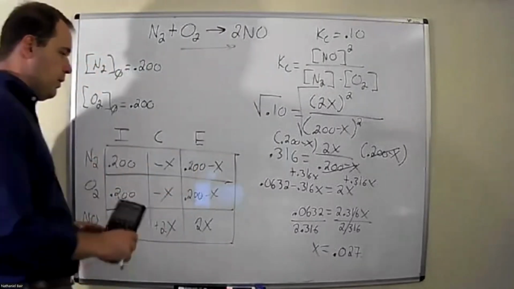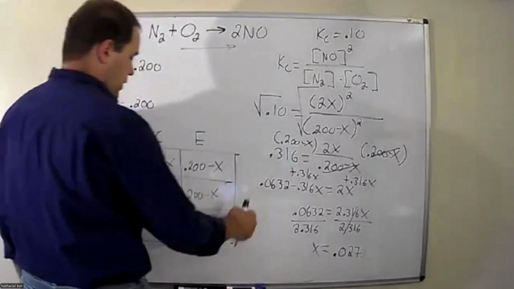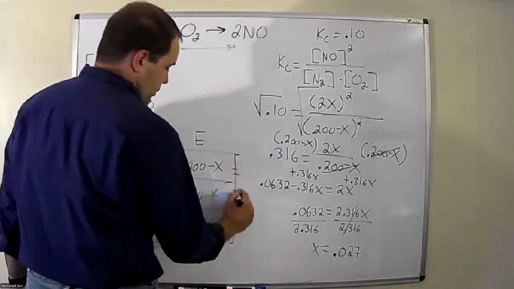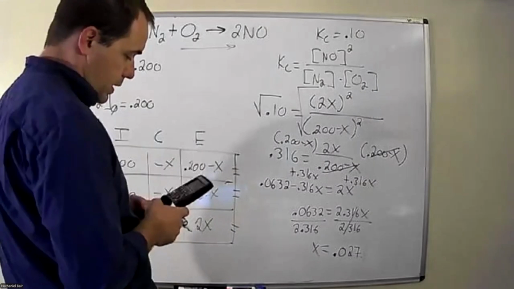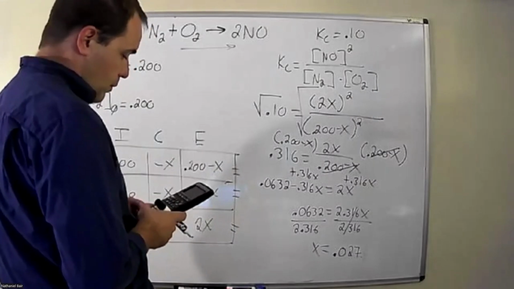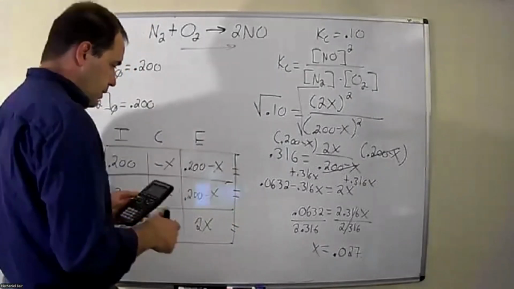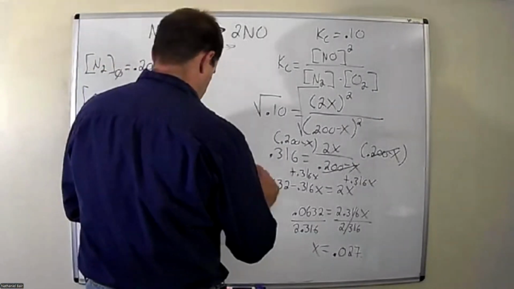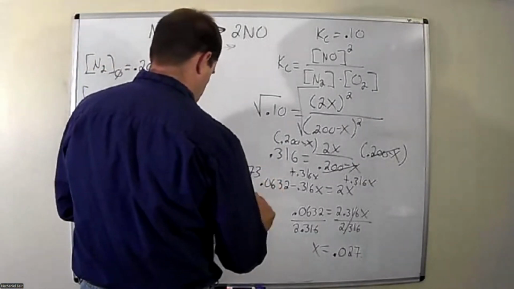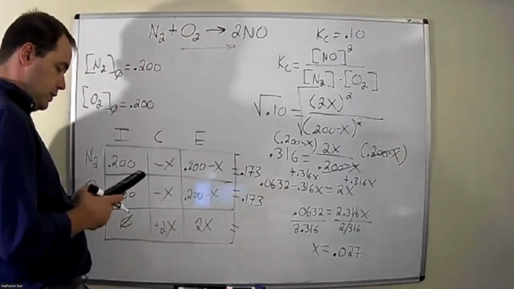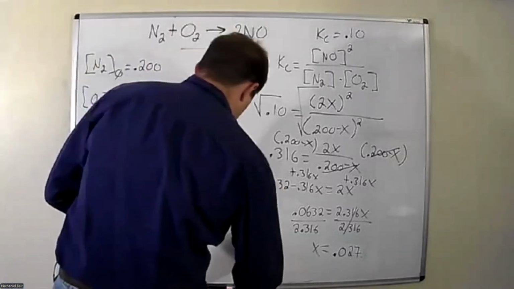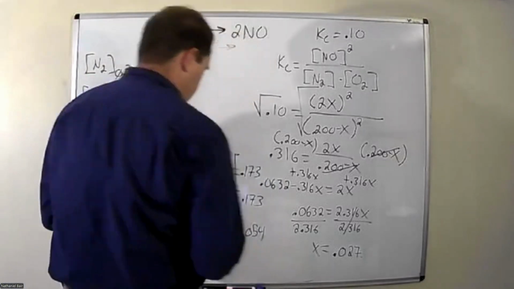Okay, so now that we have x, we can plug that in and get the equilibrium values. So 0.20 minus 0.0273, this is going to be 0.173. That'll also be 0.173. And then 2 times 0.027, that's going to be 0.054, folks.